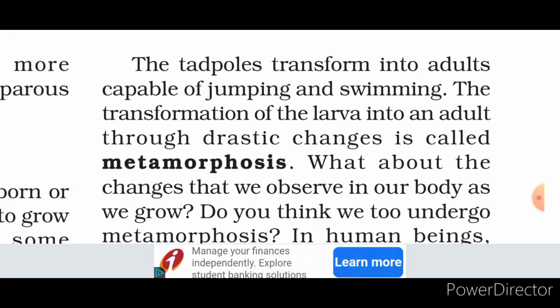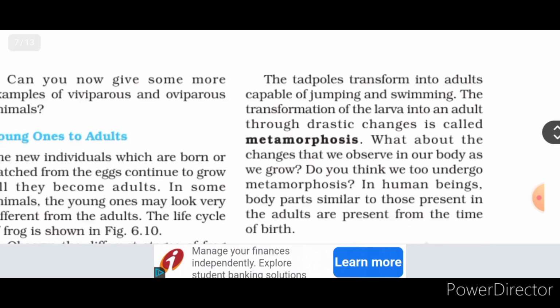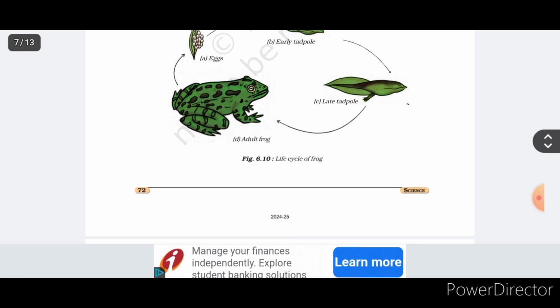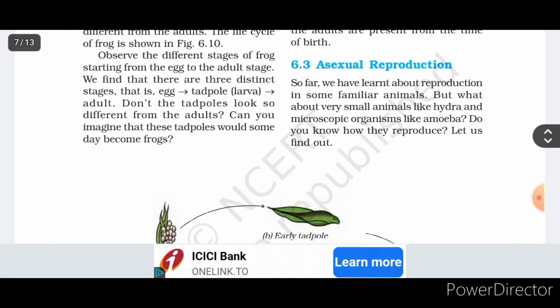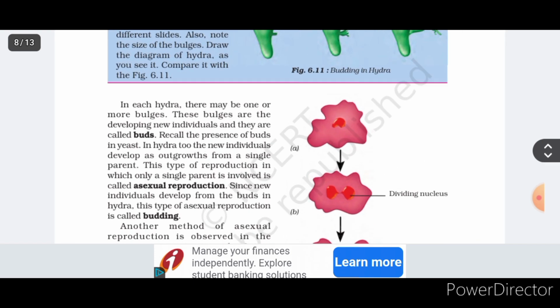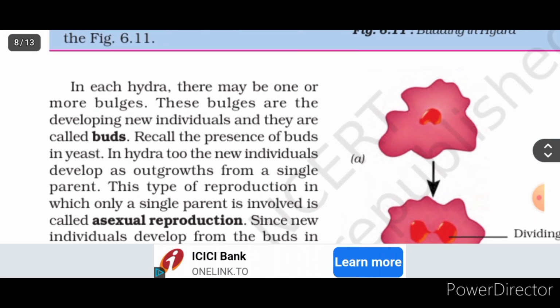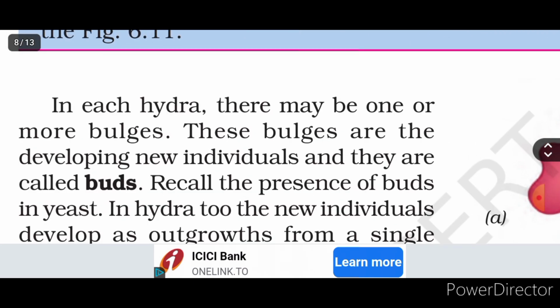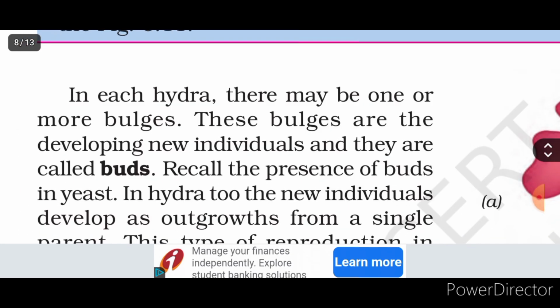Metamorphosis. What is metamorphosis? The transformation of the larva into an adult through drastic changes is called metamorphosis. Buds. What are buds? In each hydra, there may be one or more bulges. These bulges are developing new individuals and they are called buds.